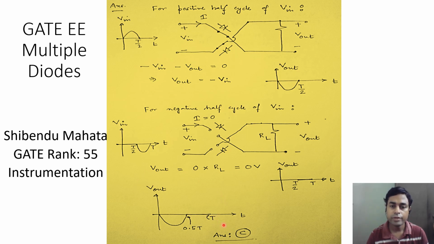So this is a half wave rectifier, and the average DC value of the output should come out to be negative, and as per our options provided, option C is the correct answer.